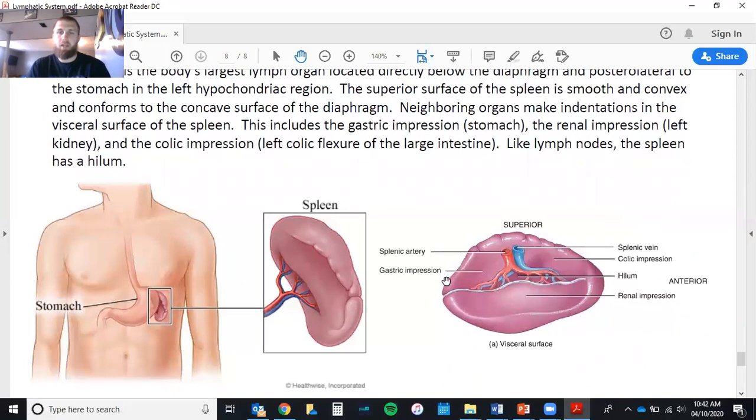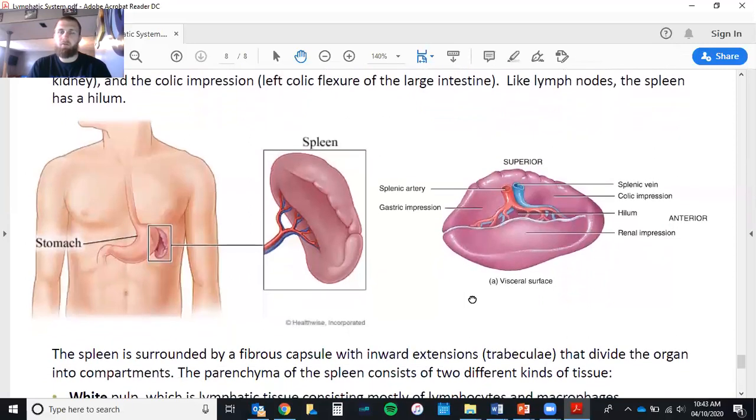Neighboring organs, as I mentioned, make indentations on its visceral surface, which is what we're showing off in this illustration. There's a gastric impression, that's for the stomach. Anytime you see the word gastric, it's for stomach. There's a renal impression, and that's what's right here, for your left kidney. And then the colic impression, shown right here, which would be an impression from the large intestine where it flexes, the left colic flexure. We'll see that here in a few lectures.